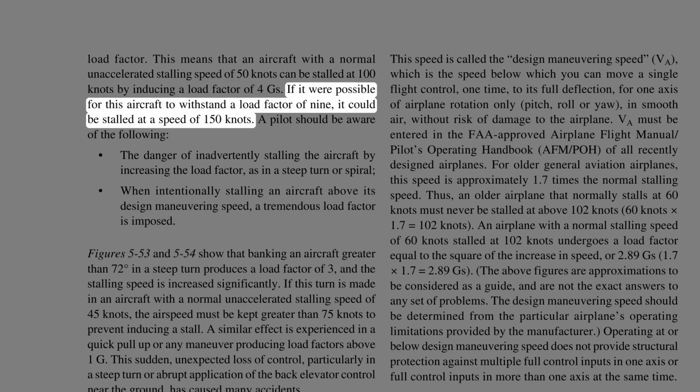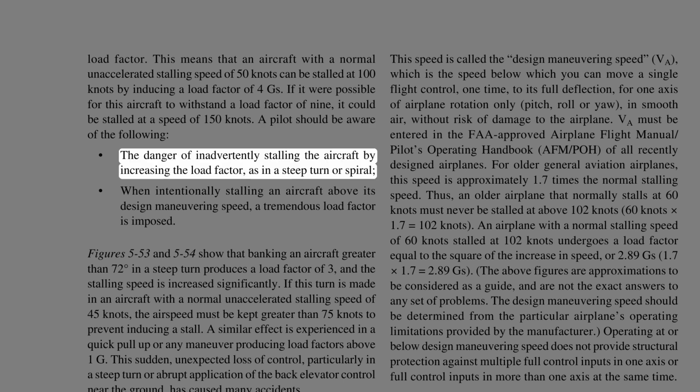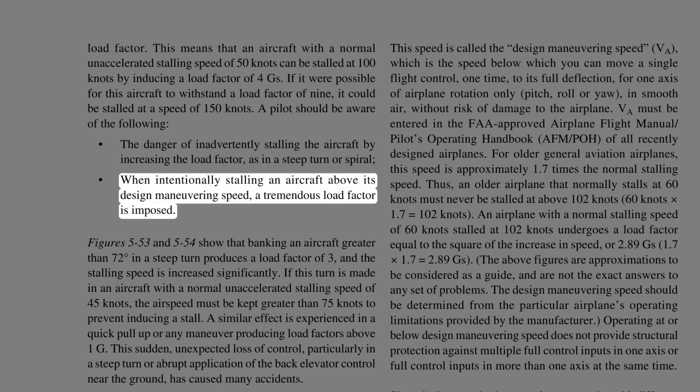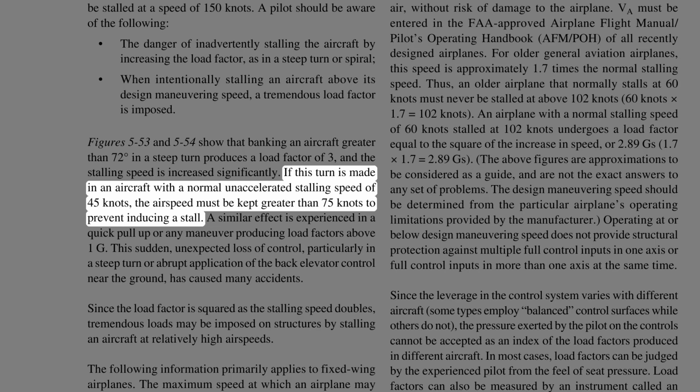If it were possible for this aircraft to withstand a load factor of 9, it could be stalled at a speed of 150 knots. A pilot should be aware of the following: the danger of inadvertently stalling the aircraft by increasing the load factor, as in a steep turn or spiral. When intentionally stalling an aircraft above its design maneuvering speed, a tremendous load factor is imposed. Figures 5-53 and 5-54 show that banking an aircraft greater than 72 degrees in a steep turn produces a load factor of 3, and the stalling speed is increased significantly. If this turn is made in an aircraft with a normal unaccelerated stalling speed of 45 knots, the airspeed must be kept greater than 75 knots to prevent inducing a stall.